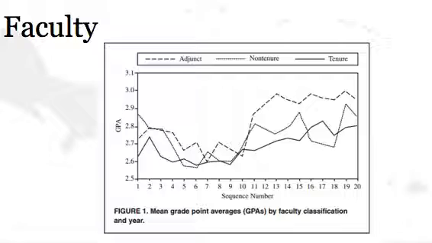This line graph shows the plots of GPA of students taught by different types of teachers over 20 years from 1983 to 2003. Overall, as you can see from the graph, the GPA of students who are taught by adjunct professors is higher than those taught by tenured and non-tenured faculty.